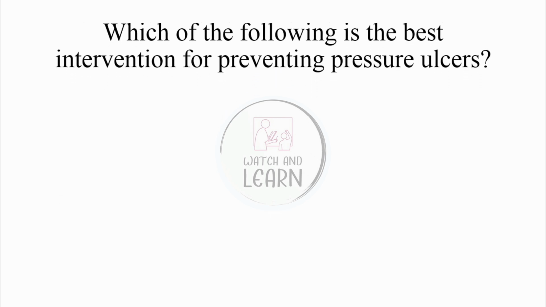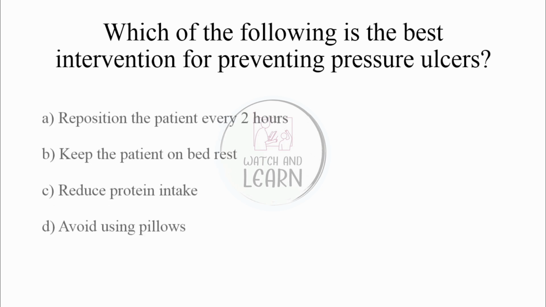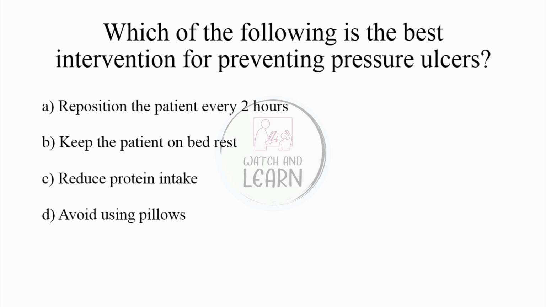Which of the following is the best intervention for preventing pressure ulcers? Options are option A, reposition the patient every 2 hours. Option B, keep the patient on bed rest. Option C, reduce protein intake. Option D, avoid using pillows. The right answer is answer A, reposition the patient every 2 hours.